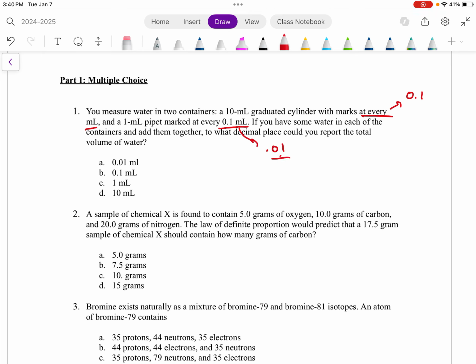Then they ask you to add them together. Remember, when you add, you go to the weakest measurement. So you can report to B, the 0.1.